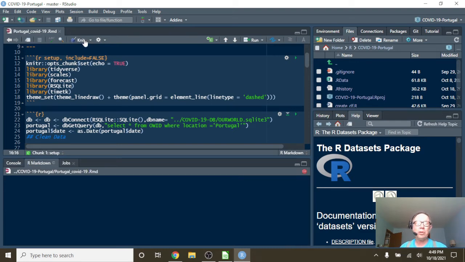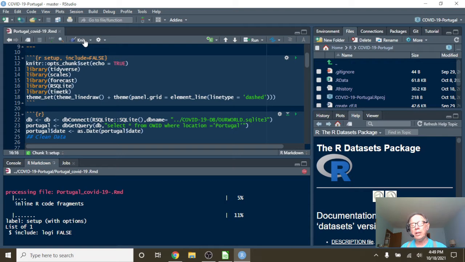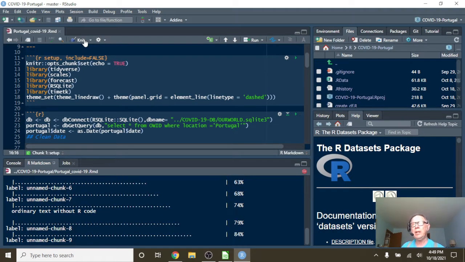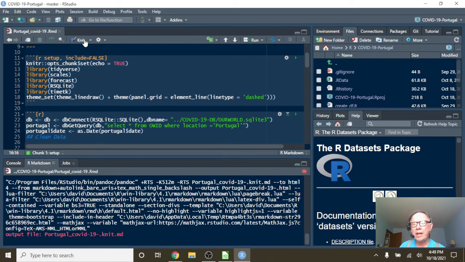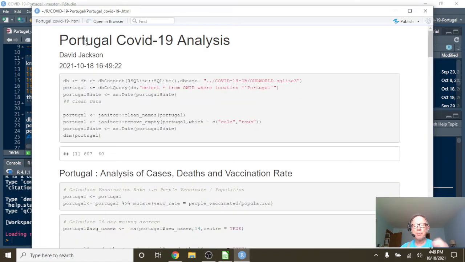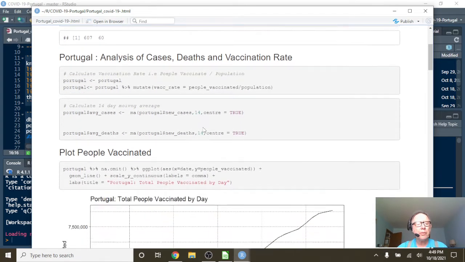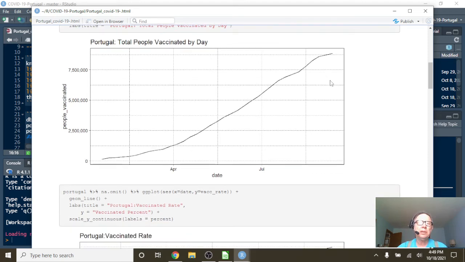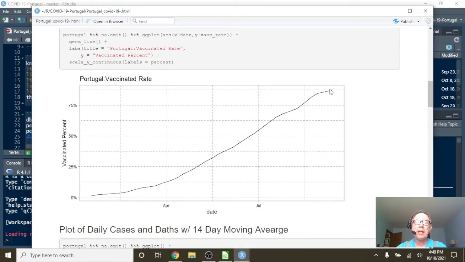Now, one thing about Portugal, you have a very high vaccination rate, both the number of persons and the number of people who are actually fully vaccinated. So let's take a look here. This is the number of people that were vaccinated, and that number is about 8 million. The percent of people vaccinated is probably around 78 to 80% vaccination rate.